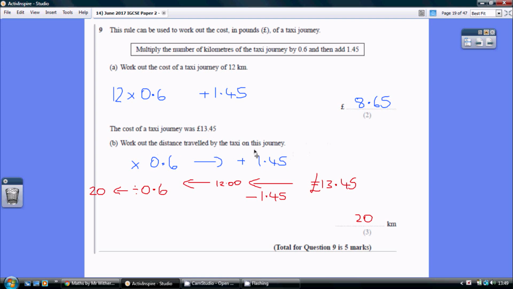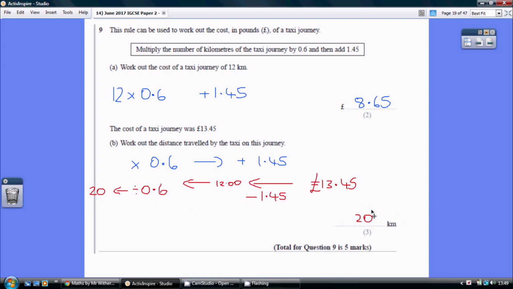So we're going to start off by doing the opposite of adding 1.45. So we're going to kick off by taking away 1.45 and getting an answer, and then rather than multiplying by 0.6 we are going to divide by 0.6. So we take our 13.45 cost of the taxi journey, we take away £1.45 to give us £12, we then divide that by 0.6 to give us 20 kilometres.